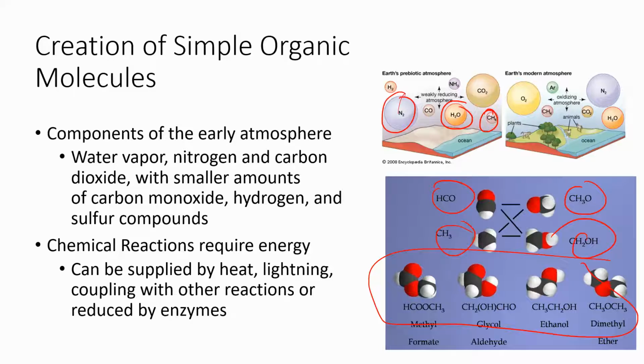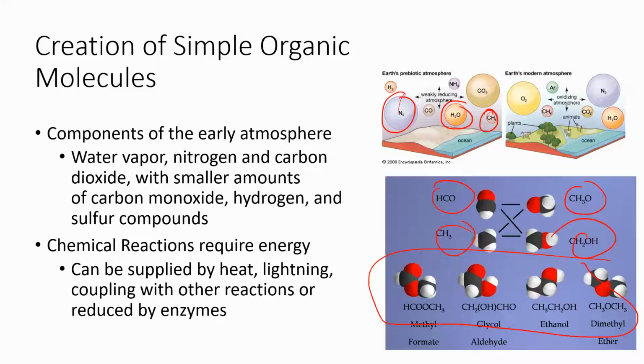Now, any sort of chemical reaction requires an energy input. This can be supplied by heat, basically the energy of molecules whizzing through the air and bumping into each other. It can be supplied by a sudden source, something like lightning or some sort of fire. It can be coupled with energy releasing reactions, or the amount of energy that's required to perform a chemical reaction can be reduced by enzymes. Obviously, there weren't any enzymes, there weren't any living things for these reactions to happen, so they had to happen by these kind of spontaneous processes, either heat energy or lightning, and they probably happened fairly slowly.